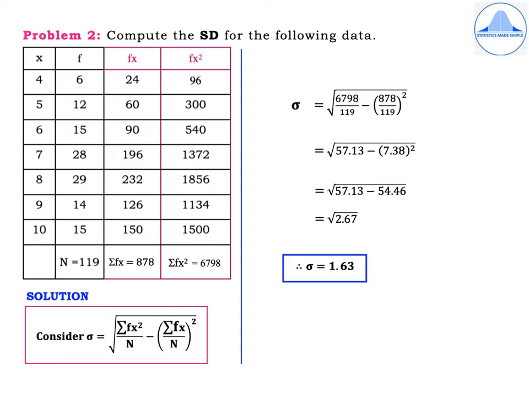Substituting these totals in sigma formula, you'll get sigma equal to root of 6798 divided by 119 minus 878 divided by 119 the whole square, which is equal to root of 57.13. Here I have taken only two places after the decimal after rounding off, minus 7.38 the whole square, which is equal to root of 57.13 minus 54.46, which is equal to root of 2.67, or sigma is equal to 1.63.